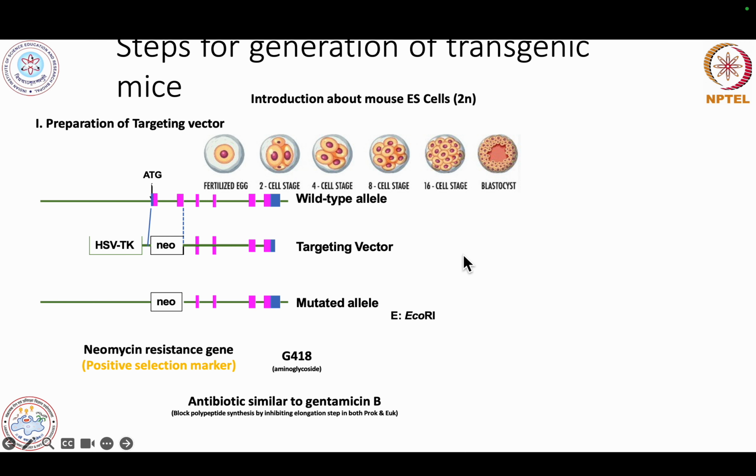It is beautifully explained by the professor in the lectures. So, introduction about mouse ES cells, then preparation of the targeting vector. This is a fertilized egg, 2 cell stage, 4 cell stage, dividing to 8, 16 and blastocyst. This is the wild type allele, this is the targeting vector, and this is the mutated allele, where some part of the gene has been mutated. The neomycin resistance gene is the positive selection marker.